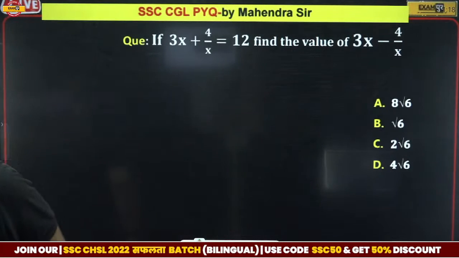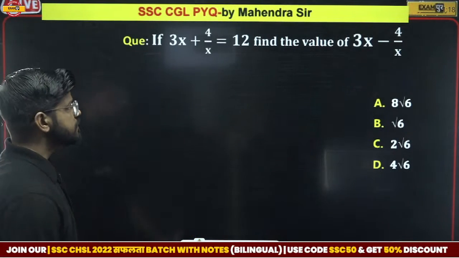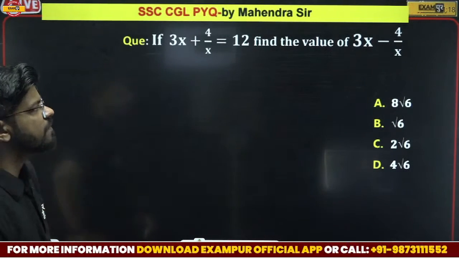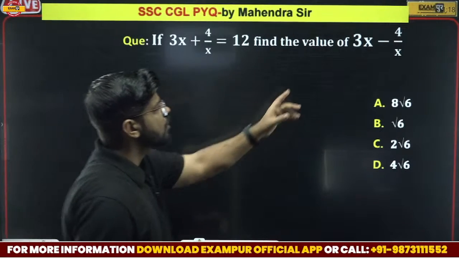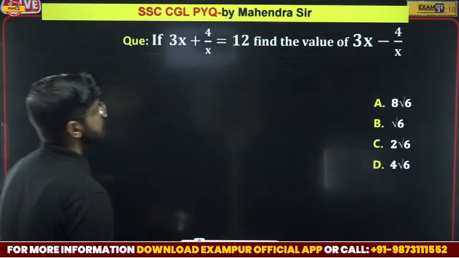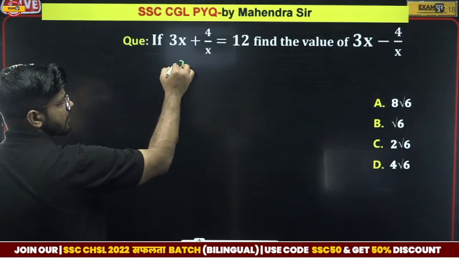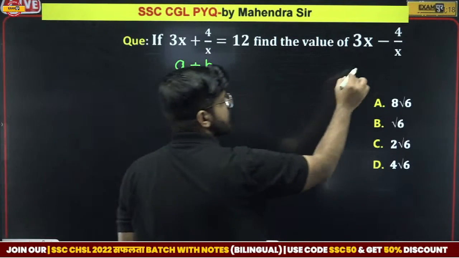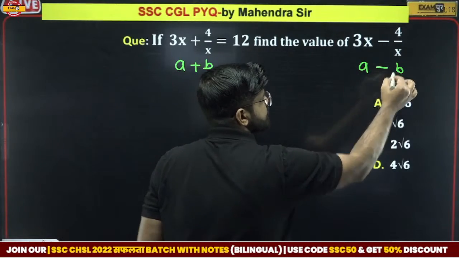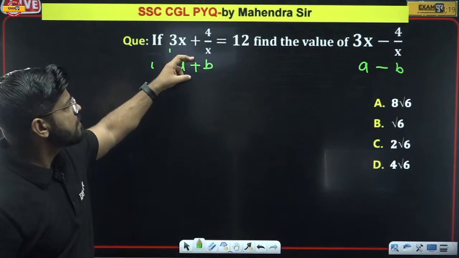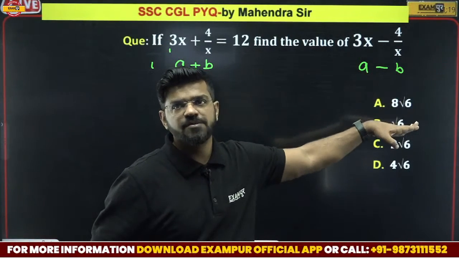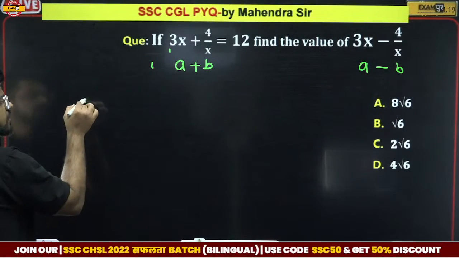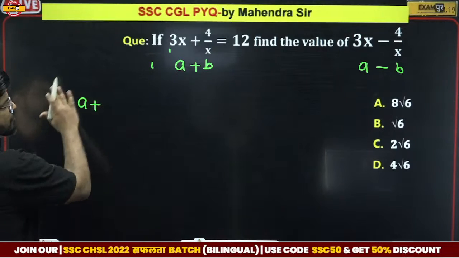Tell me the answer for this question. 3x plus 4 by x is equal to 12. Okay, so here we have 3x minus 4 by x. So can we say that this is a plus b and this is a minus b? Yes or no? This is a plus b and this is a minus b. And what is the relation between the two? We know that a plus b, we have to find a minus b, na?